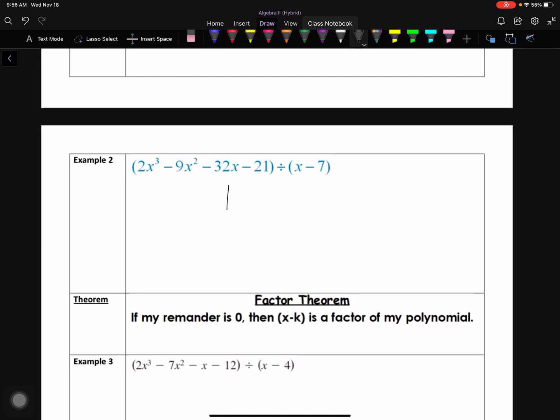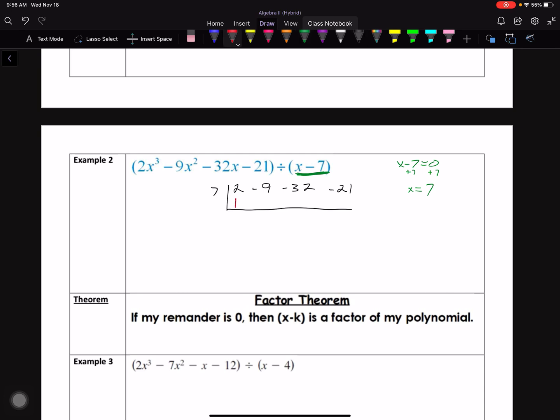So the setup, we'll go 2, -9, -32, -21. And then again, take what you're dividing by, x minus 7, set it equal to 0, and you get x equals 7. So 7 is going on the outside here.